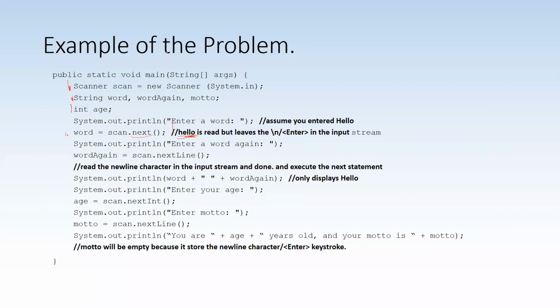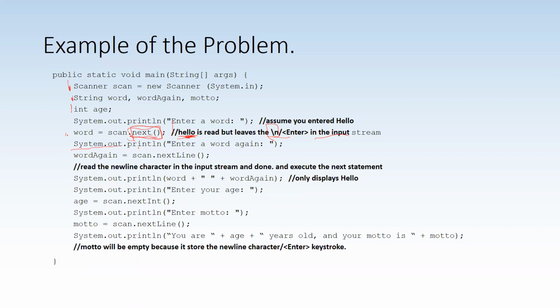So here, when you enter hello, it will read hello itself. But remember, after you enter hello, you press enter to tell the system you are done. So the enter key will create this new line character. And it stays in the input stream because you're not reading it. You are reading one token, not the new line character. So you read hello, and the new line character is staying in the input stream.